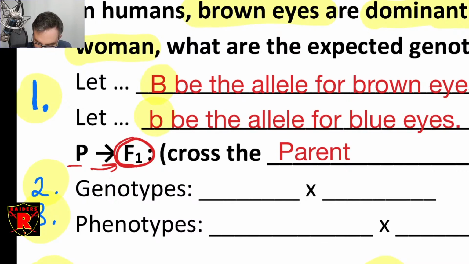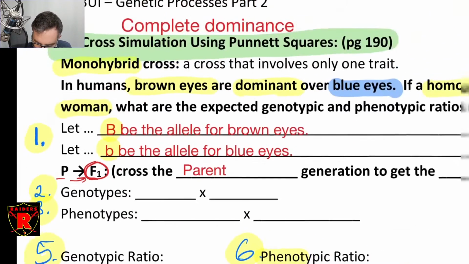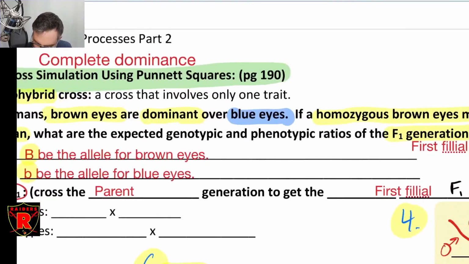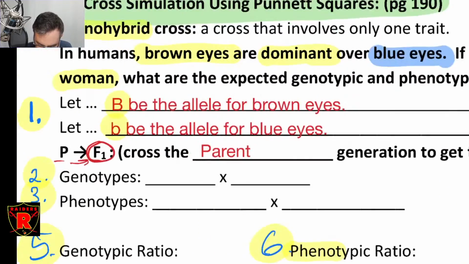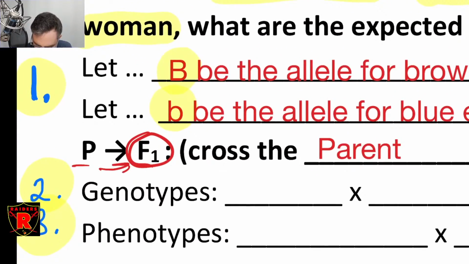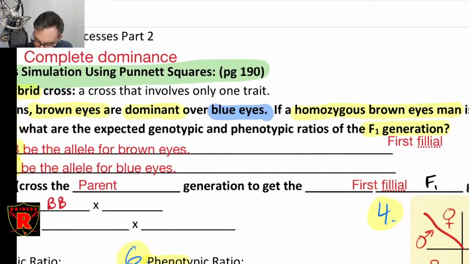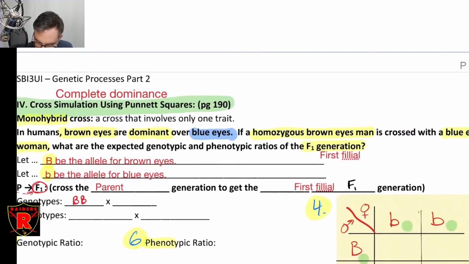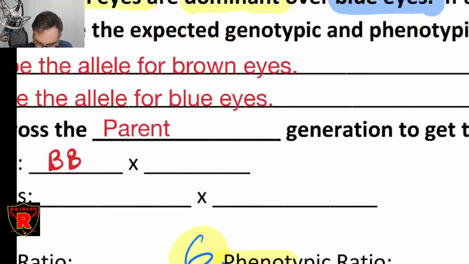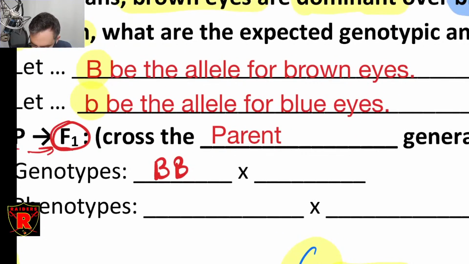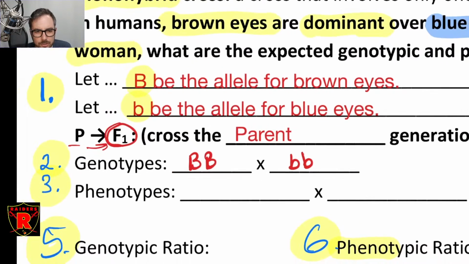But in this case, we do know because we were told. It says a homozygous brown-eyed man. Homozygous means that both alleles are the same, and brown is capital B. So a homozygous brown-eyed man and a blue-eyed woman. There's only one genotype that can produce blue eyes, and that's little b, little b, right? So those are the genotypes of the parents.